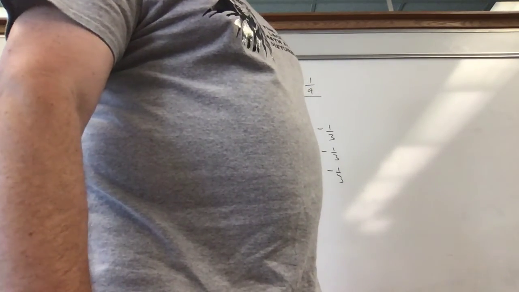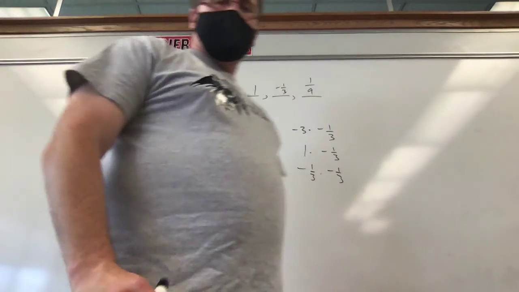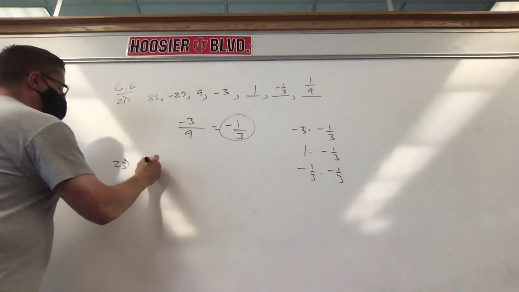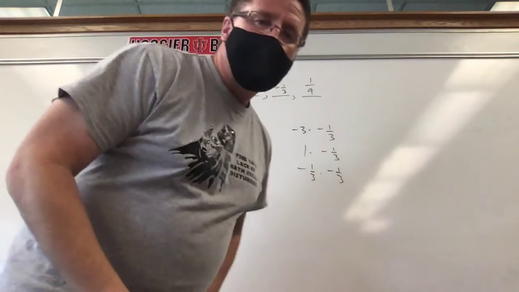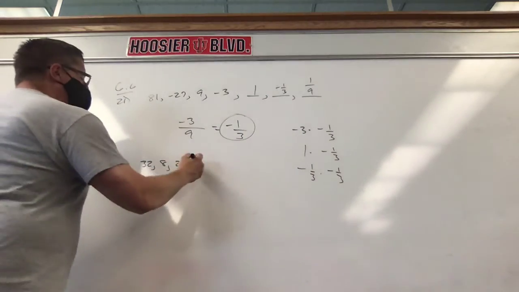The last two is something we have not talked about yet. It's not difficult. We just haven't talked about it yet. 32, 8, 2. And then what, a half or something like that? And then 1/2.